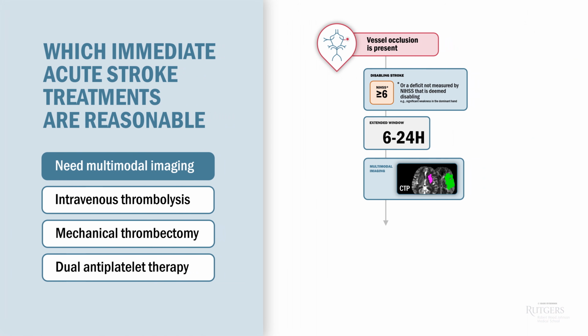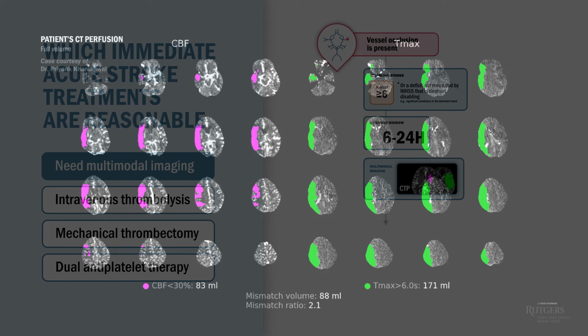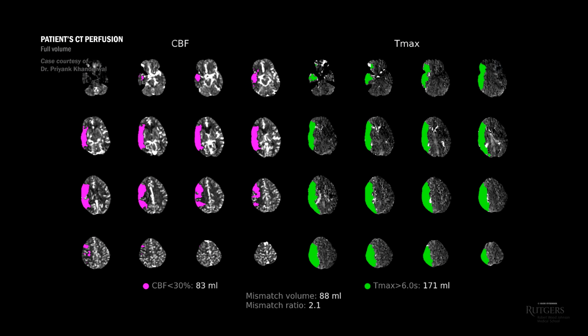This patient has a large vessel occlusion and disabling deficits and presents within the extended window. We need multimodal imaging. So CT perfusion was performed, and here it is. Based on this study, what reperfusion therapies are reasonable here?